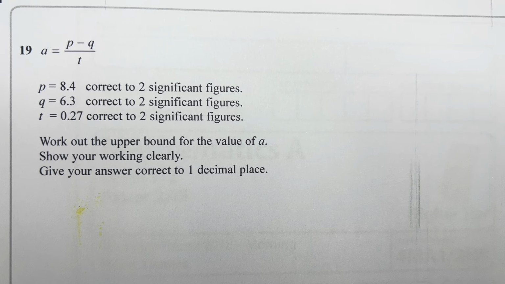This is question 19. We're given that A is equal to P take away Q all over T. We're then told that P is 8.4, correct to two significant figures. Q is 6.3, correct to two significant figures. And T is 0.27, correct to two significant figures. We're asked to work out the upper bound for the value of A.